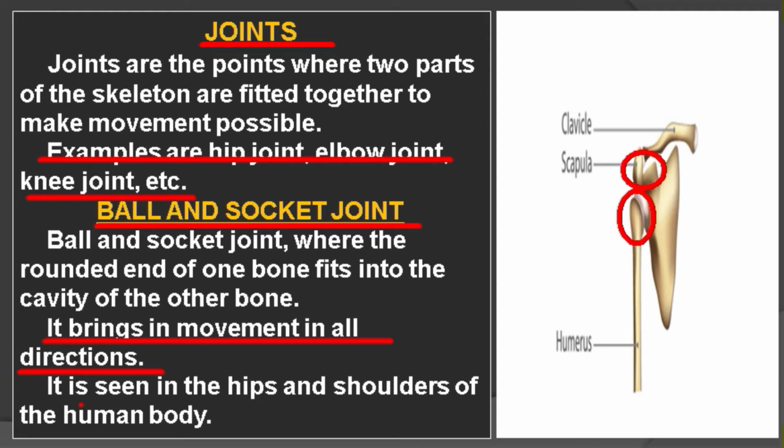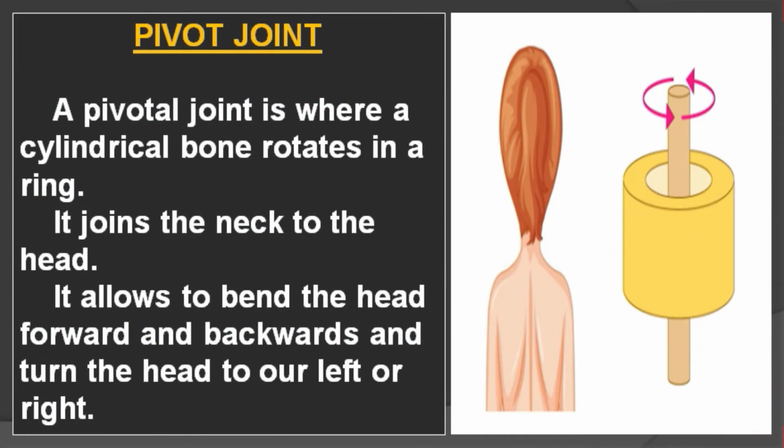And students, this ball and socket joint is generally present in the hips and the shoulders of the human body. And that's why, due to these ball and socket joints, we can move our shoulder and our hip in all directions. Now students, the next type of joint is pivot joint.